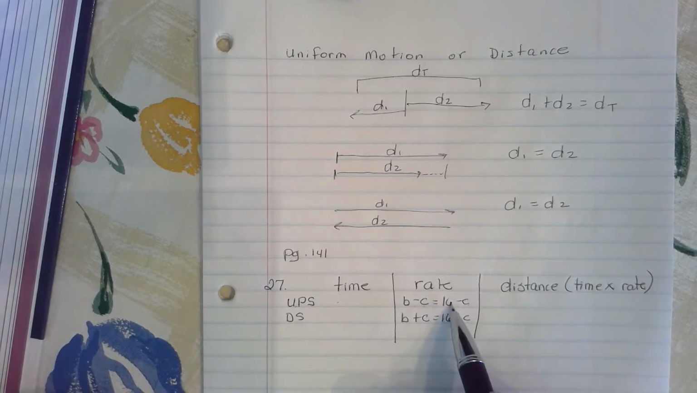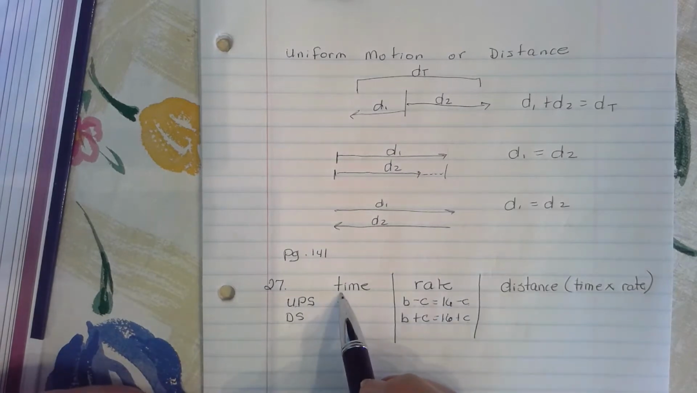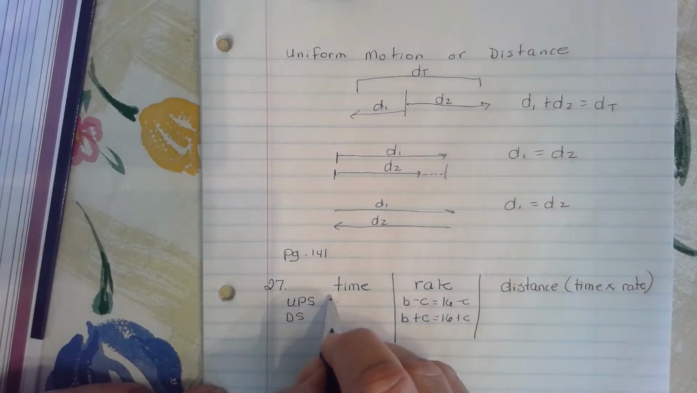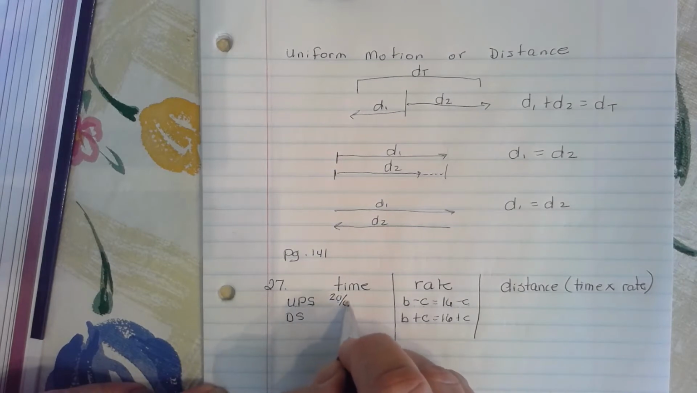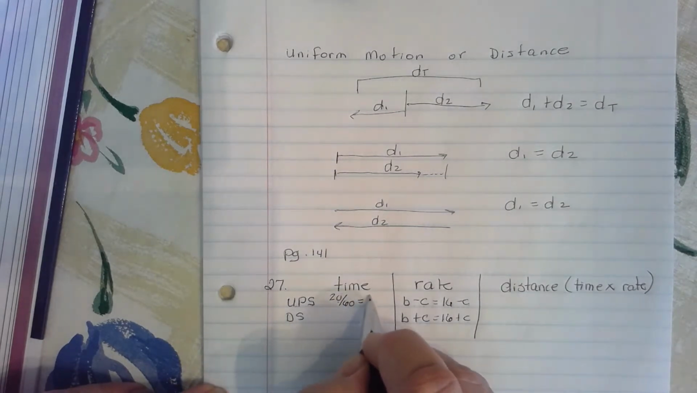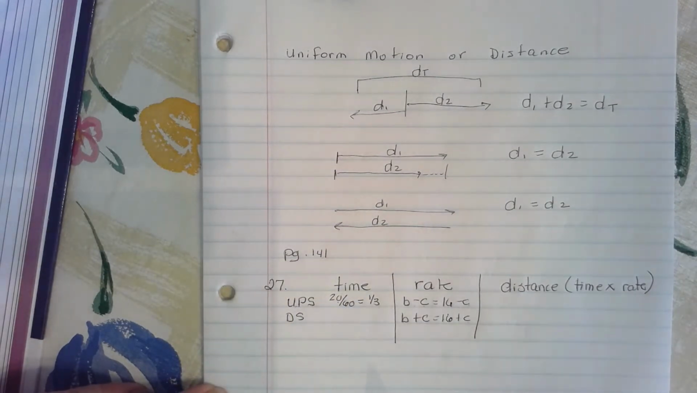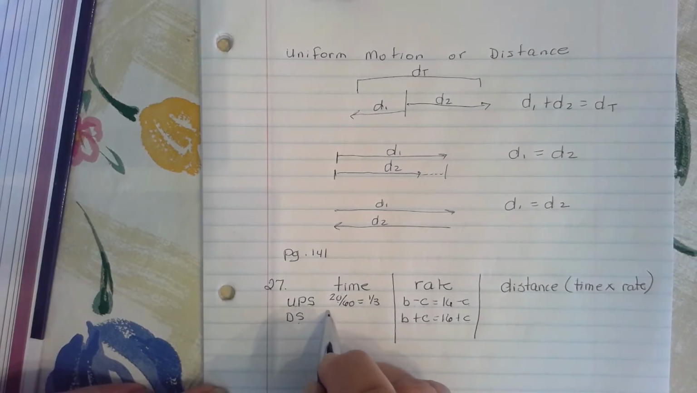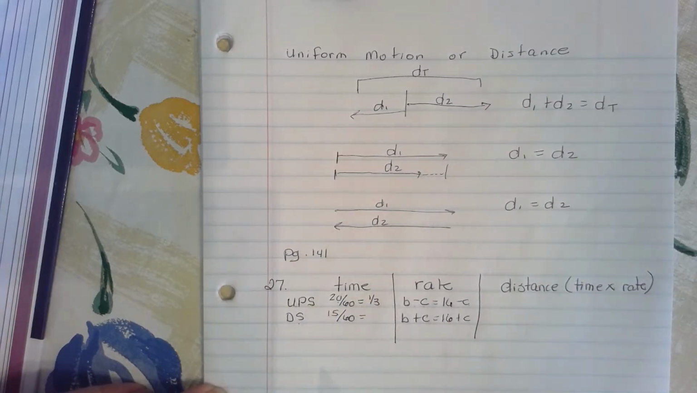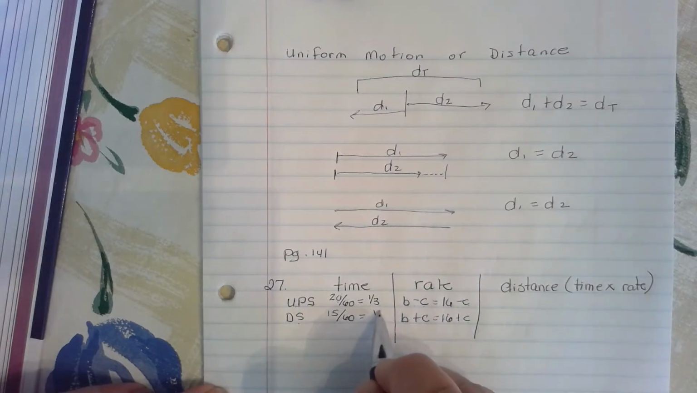Now, since this rate is given in miles per hour, we have to make the time be in that same unit. So 20 minutes is 20 sixtieths, or 1/3 of an hour. The problem tells us that when he goes downstream, it takes 15 minutes. So that's 15 sixtieths, or 1/4 of an hour.